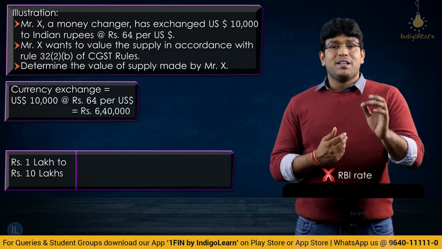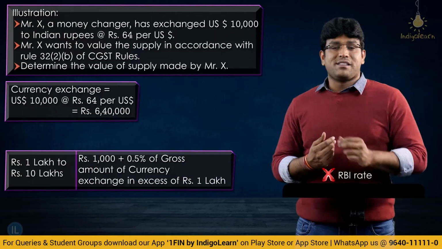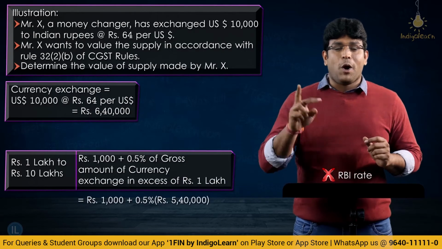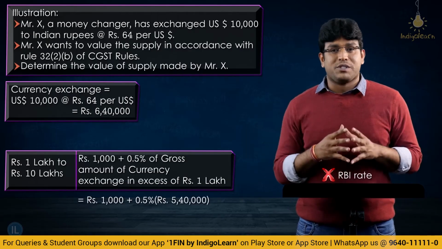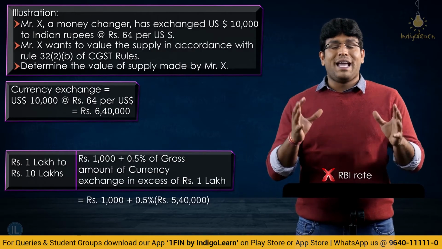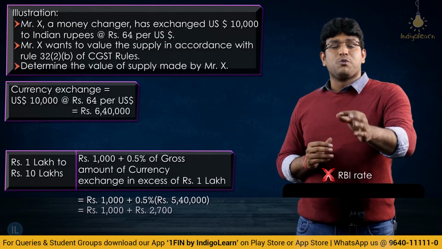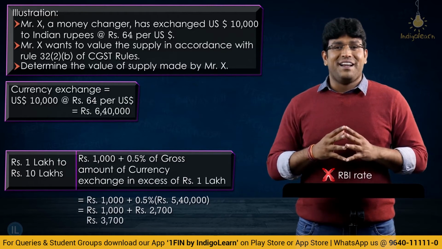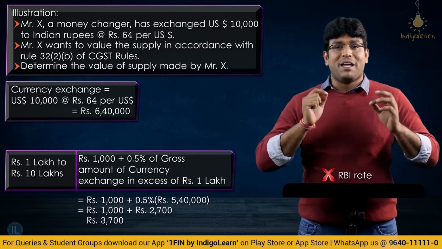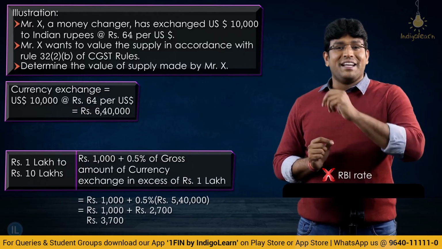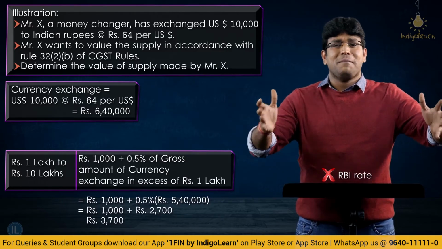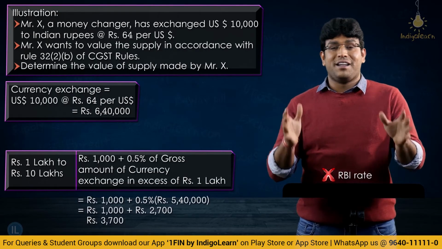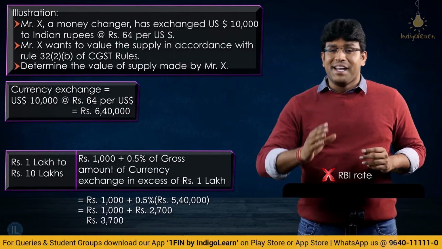So what is the answer then? 1,000 plus 0.5% of 6,40,000 minus 1 lakh. That is 1,000 plus 0.5% of 5,40,000. And 0.5% of 5,40,000 will become 2,700. 1,000 plus 2,700 will become 3,700. So with this, the value of supply will become 3,700. That's it. Pretty simple and easy, provided you know. That's very important that you should know. Only then we have that sense of thought process that it's very easy and simple.